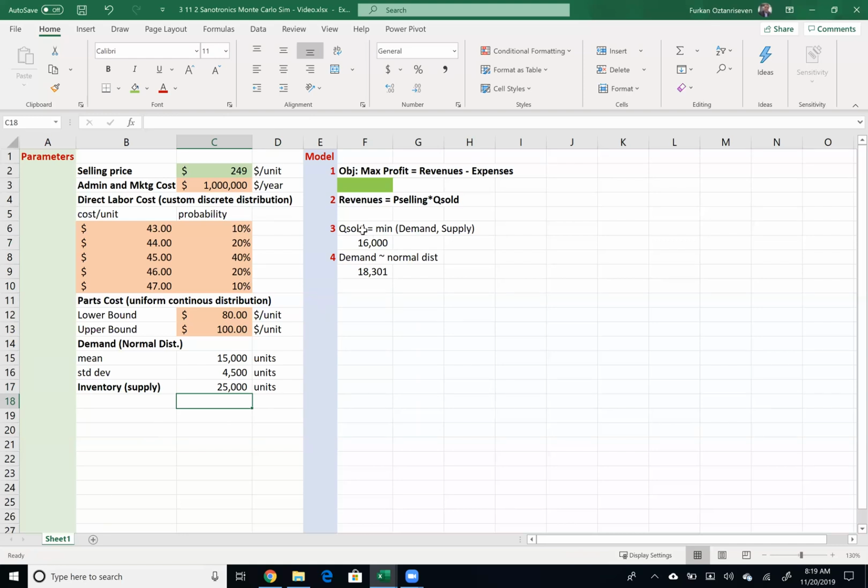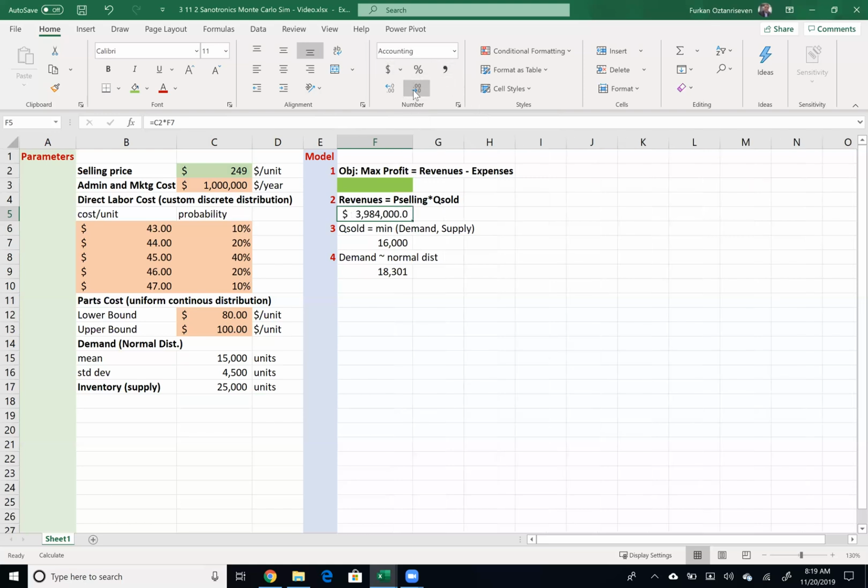All right, so I'm done with quantity sold, so I can calculate my revenue, which is selling price times the quantity sold. Beautiful. So these are dollars, and these are per year. I just want to emphasize that. So this is dollar per year. This is number of units. This is number of units.